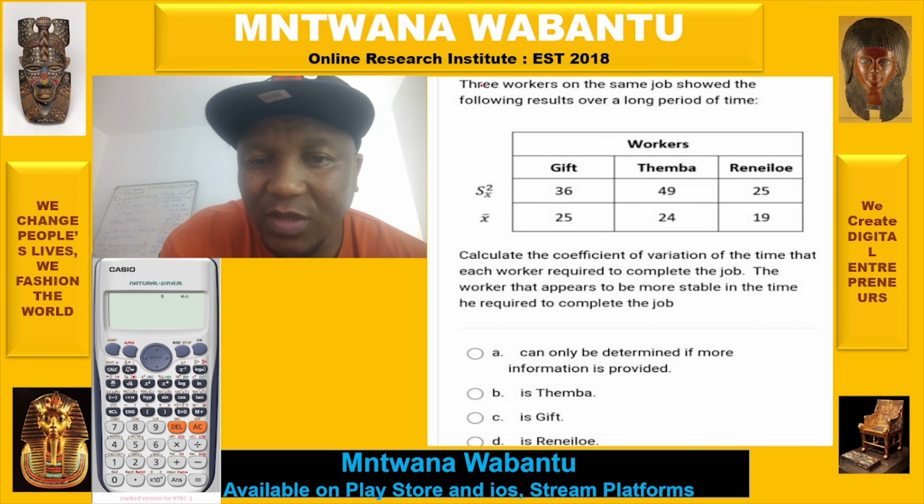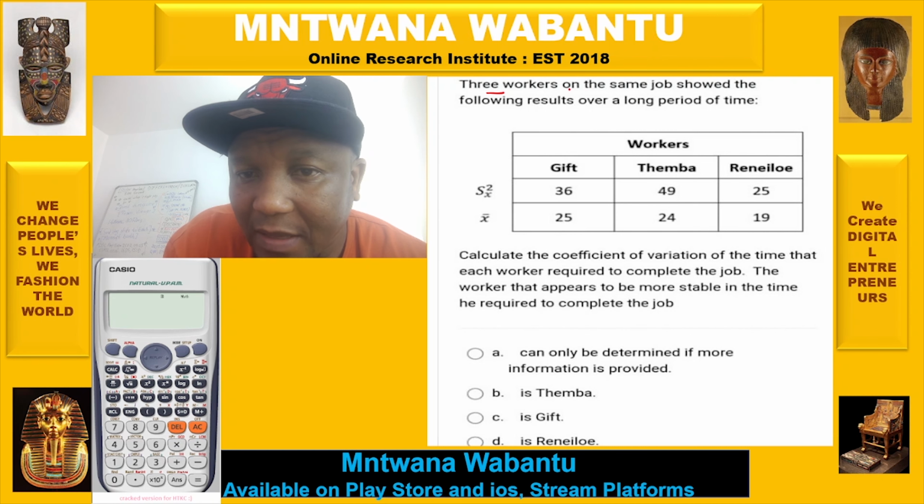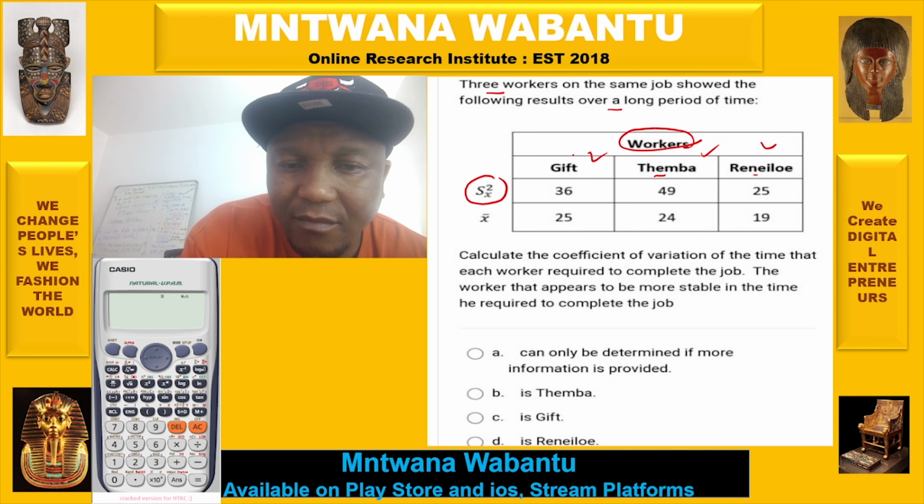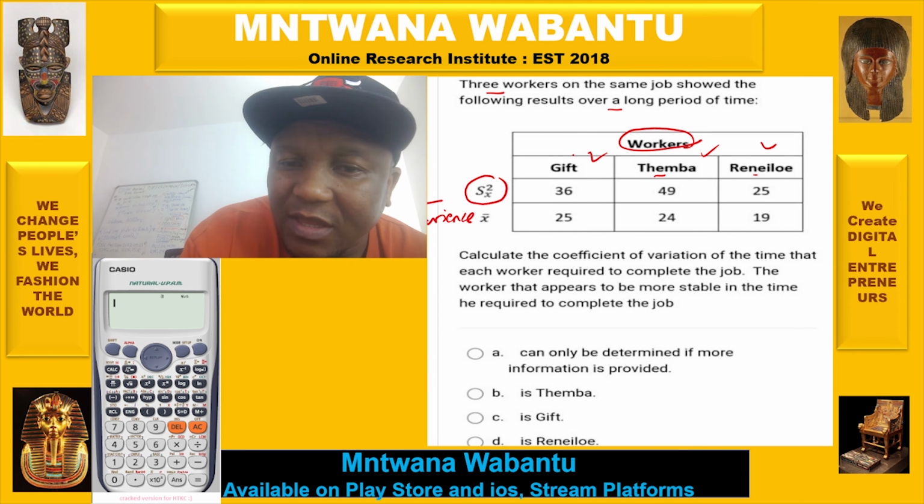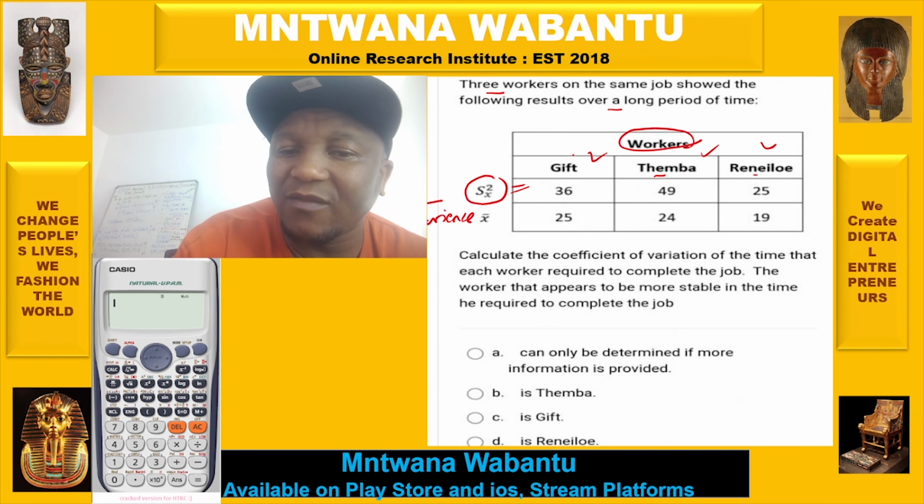So they say three workers on the same job, showing the following results over a long period of time. We have the workers: Gift, Timber, and Oil. But we have a variance. This is the variance here, because look, standard deviation: if you square root the variance, you get standard deviation. So these are variances, they give us variance.